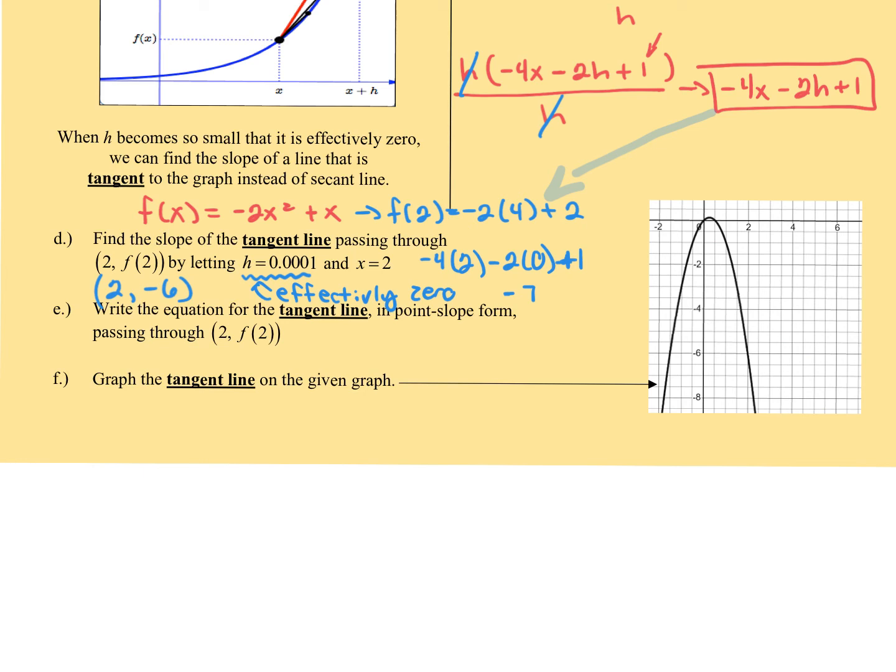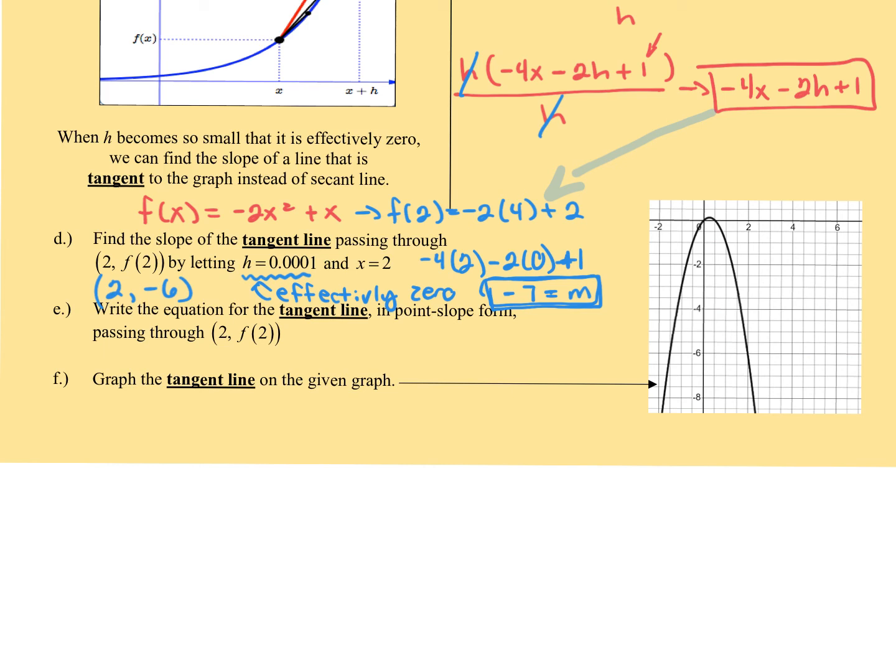Now, this -7 is going to become the slope of our line, and this is a really important detail. So places where students often struggle, as I mentioned, they lose that 1. They don't realize that this number is effectively 0, so when you substitute in, that can become 0 right there, and then your resulting value is going to be the slope of your line.